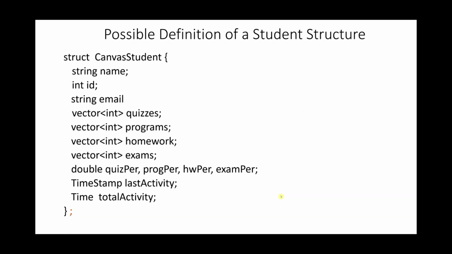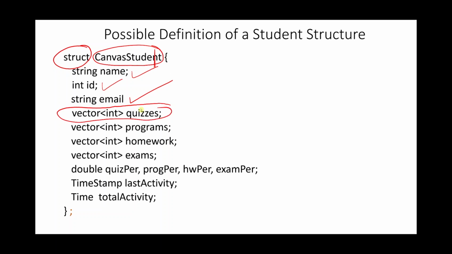Okay, assuming you tried that and you want to check if you got things right. So this struct, you have a struct, and whatever you want to call it. So if you call it Canvas student or just a student, that is going to be okay. And you're gonna have a name for the student, an ID, email, vector of quizzes, because usually you would have more than one quiz throughout the quarter. And vector of programs and homeworks, like mini homeworks, exams usually would have more than one.